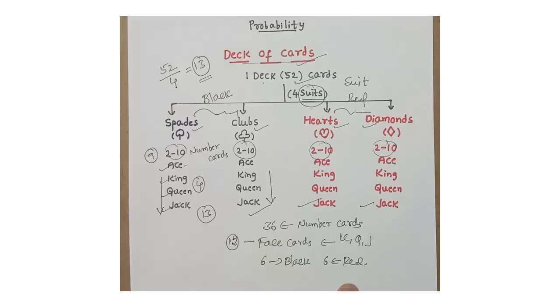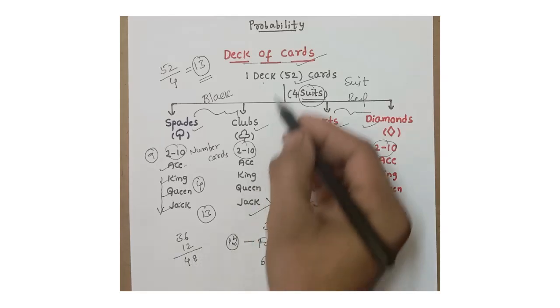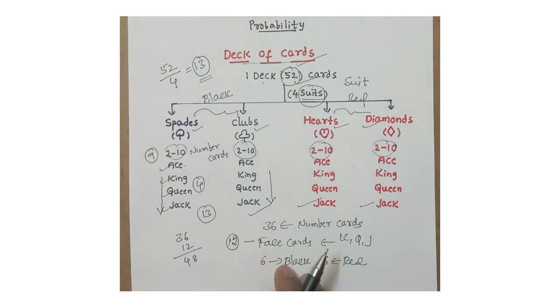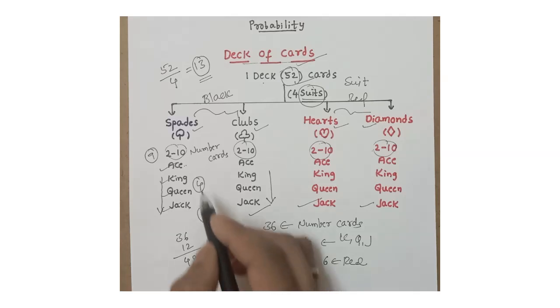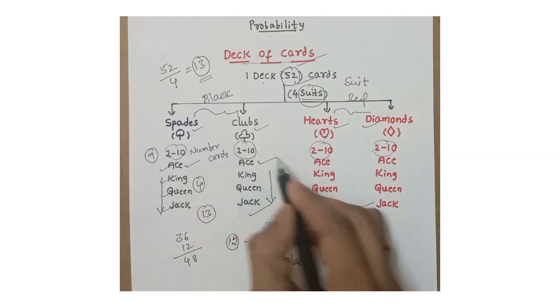Based on this, we'll get many questions in probability from the deck of cards. Now see, 36 number cards and 12 face cards make totally 48. But I mentioned 52 cards are there in a deck. What about the remaining four? Right, the remaining four are aces.